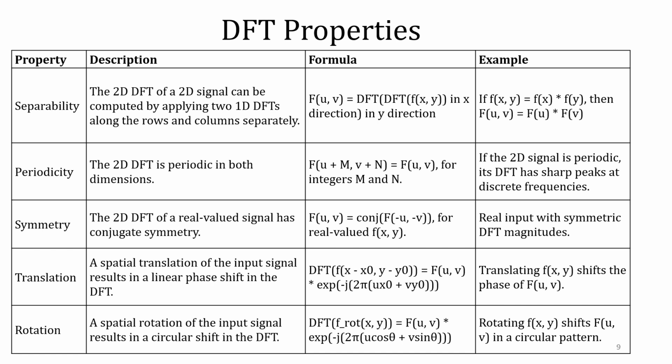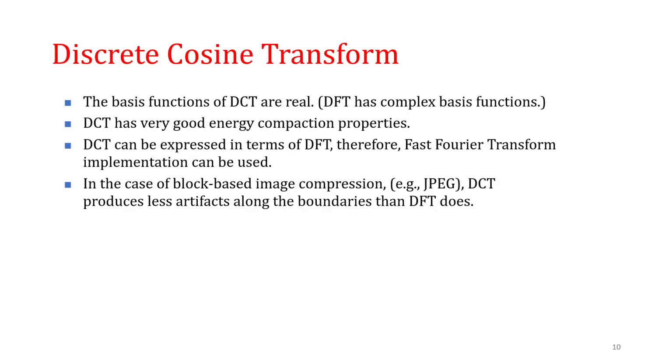Rotation, that is the spatial rotation. Any circular shift with a 90-degree, 180-degree happening in the time domain, the same shift will be happening in the transformed domain also. Next comes the DCT, discrete cosine transform.